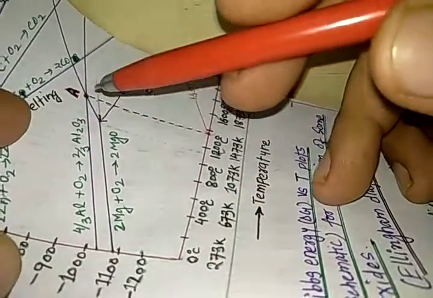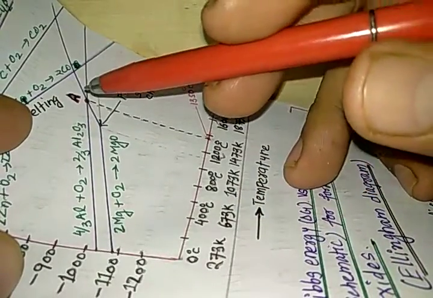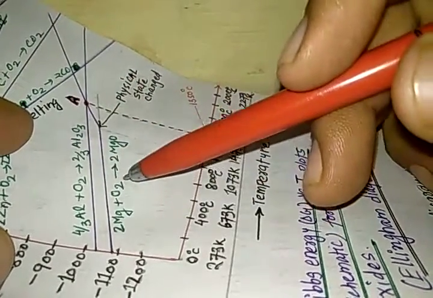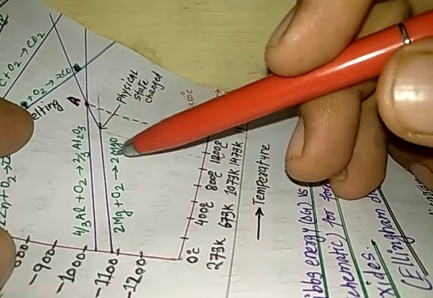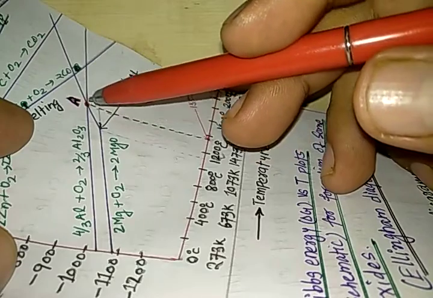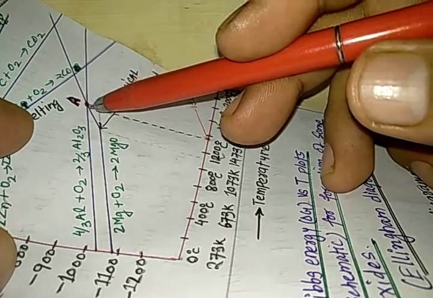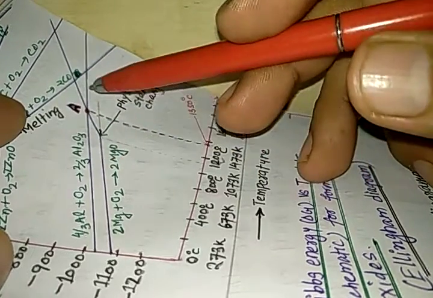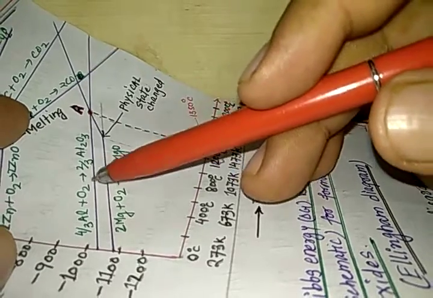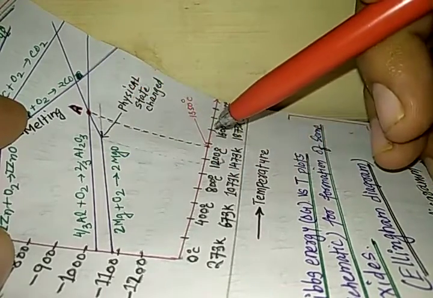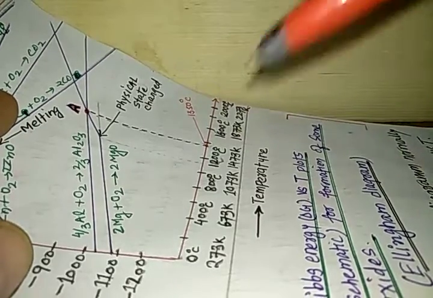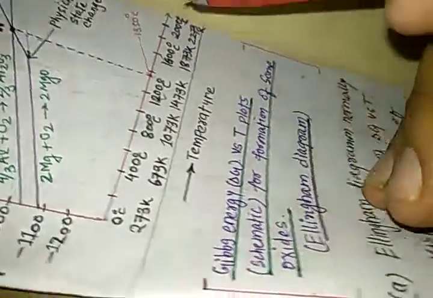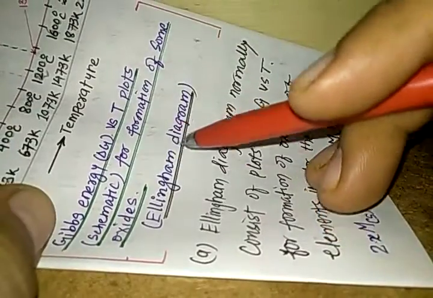Here we have a special point A, which we are going to study in detail in the next part. But you just need to remember that we have two graphs for the formation of magnesium oxide and aluminum oxide. The magnesium oxide graph intersects the aluminum oxide graph at a particular point A, and above A the graph of magnesium oxide is above the graph of aluminum oxide. So here the situation changes, and that is what we are going to study in detail. This point A represents a temperature of 1350 degrees centigrade.